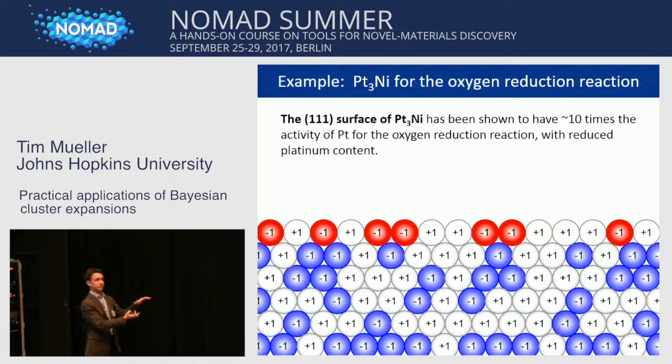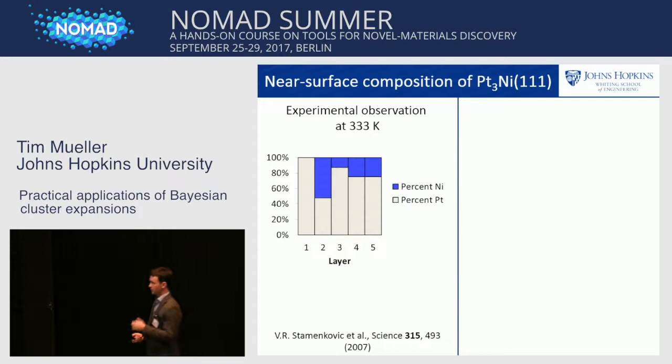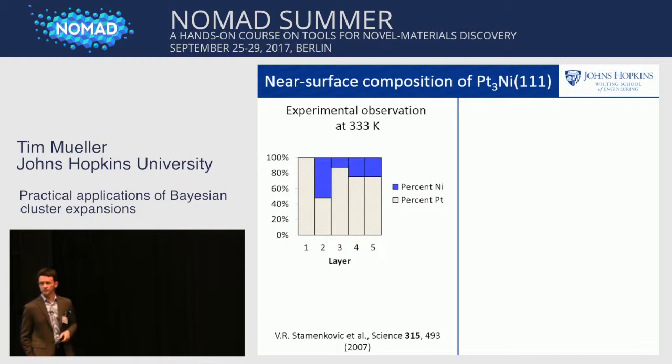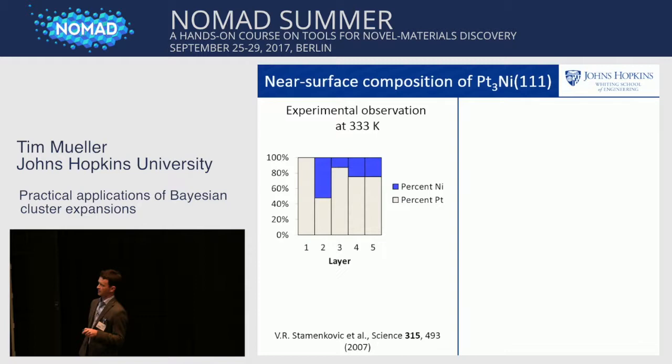So once we've written this out, now we can just plug this into the same formalism I showed you and start calculating some properties. So for example, experimentally, people have done some really nice experiments on this. People know that the layer-by-layer composition profile of this material looks something like this. So the outermost layer, the topmost layer, is pure platinum. This is at 333 K. The second layer is roughly 50-50. It's not actually quite 50-50. I think it's 48-52. Then you get another platinum-rich layer. Then it basically goes to your Pt3Ni composition.